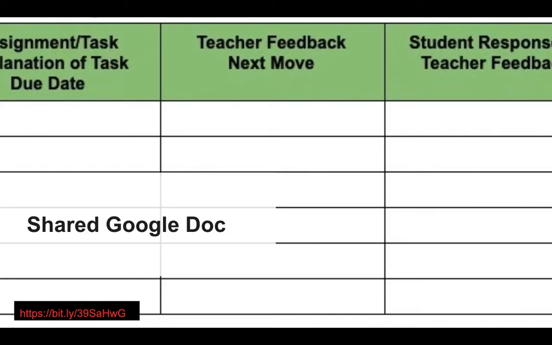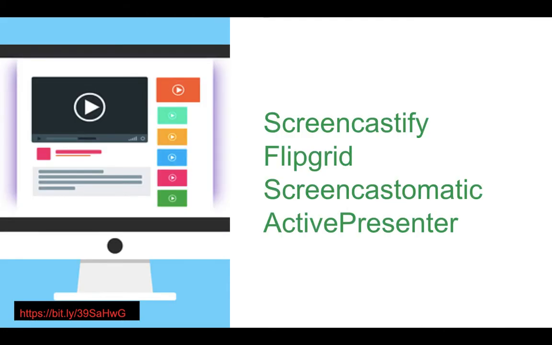A shared Google Doc for digital work. So for older students, I don't know that this would work with younger. With older students, the first column is the assignment and the due date. The middle column is your feedback and what the next move is, and usually that question, right? And then your students respond in the third column. You guys can have conversations through this document throughout the year and throughout the semester.